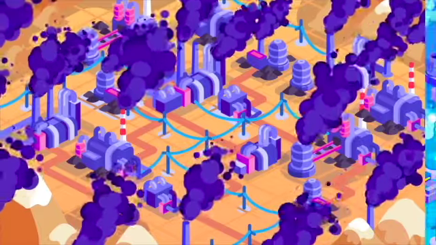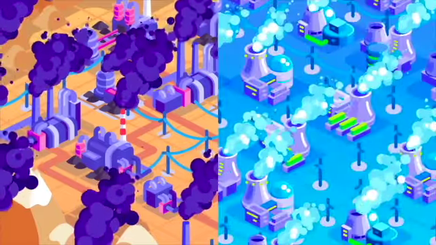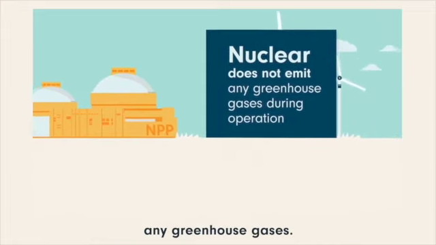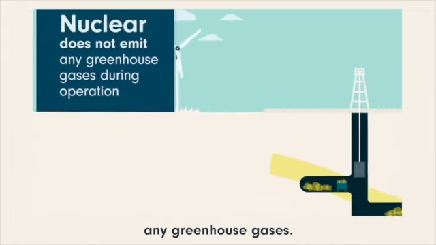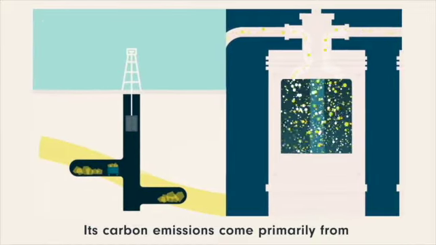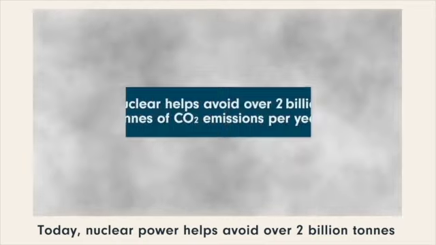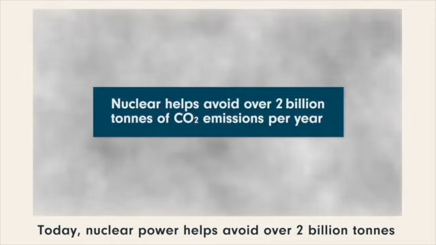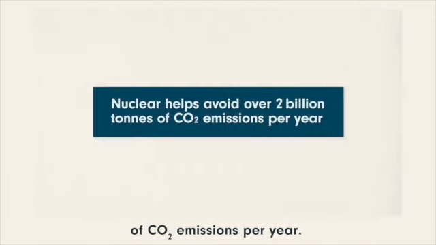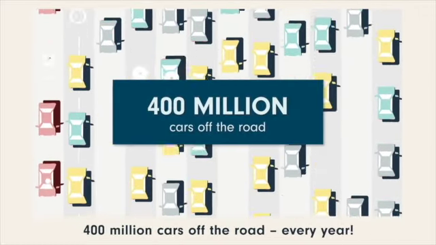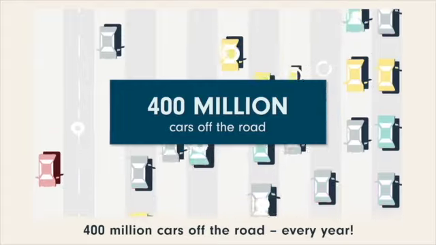An alternative to fossil fuels is nuclear. During operation, nuclear energy does not emit any greenhouse gases. Its carbon emissions come primarily from the mining and enrichment of uranium. Today, nuclear power helps avoid over 2 billion tons of CO2 emissions per year. That is equivalent to taking more than 400 million cars off the road every year.